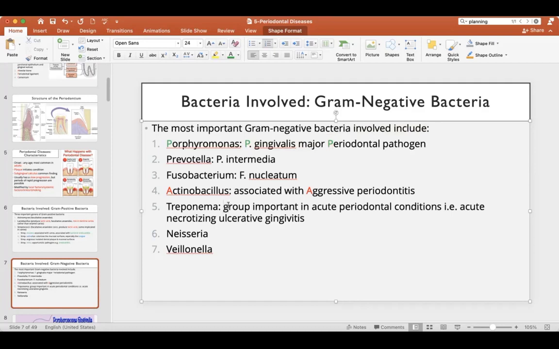This group is important in causing acute, okay, Treponema causes ANUG, acute necrotizing ulcerative gingivitis. This is very necrotizing, ulcerative. This is very, very difficult, very bad looking. That's how you can remember acute necrotizing gingivitis. Perfect. Okay, so now we save it and we go back.